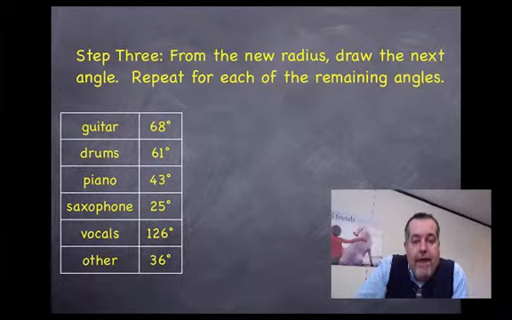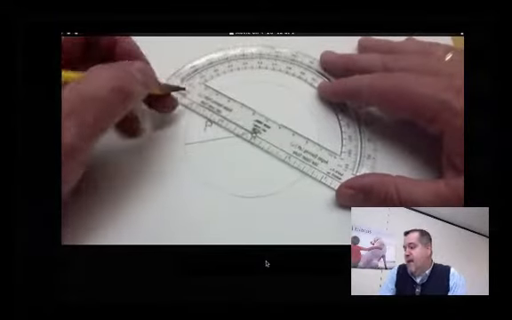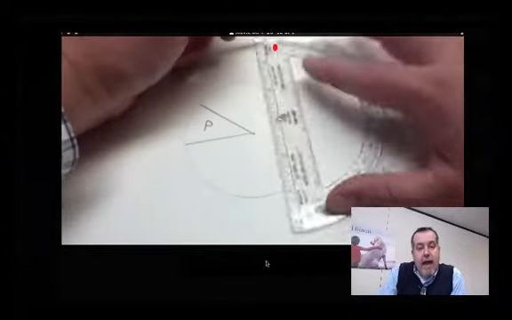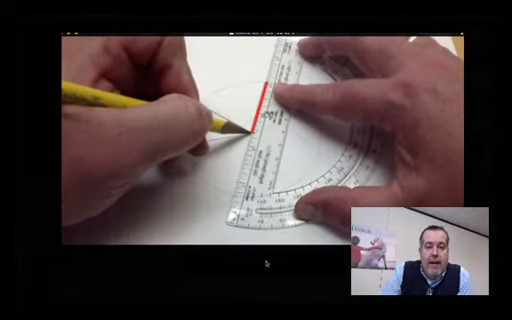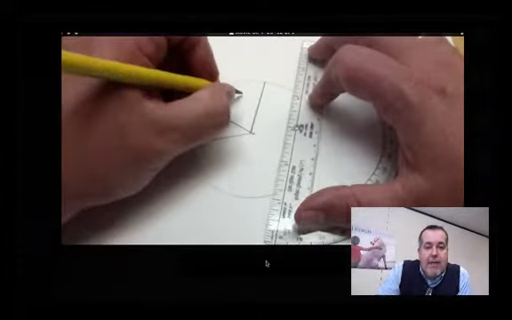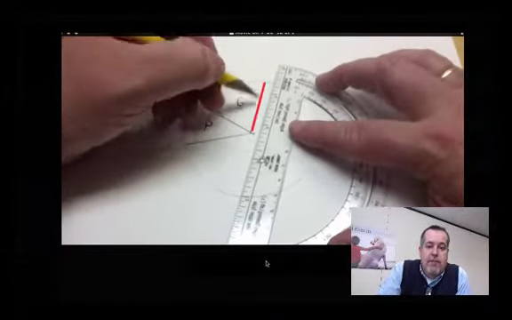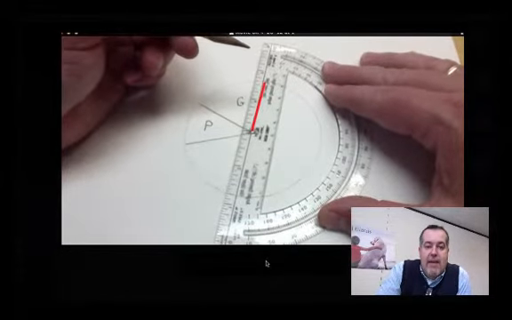We're looking at step 3. From the new radius, the one that we just drew, we're going to draw the next angle, and then we'll repeat that for each of the remaining angles. So, now when I go to do the next one, which is the guitar at 68, I'm going to use the radius I just drew as my starting point. I put my little dot on the outside, I use my straight edge, and then I'm going to put a G there for guitar.